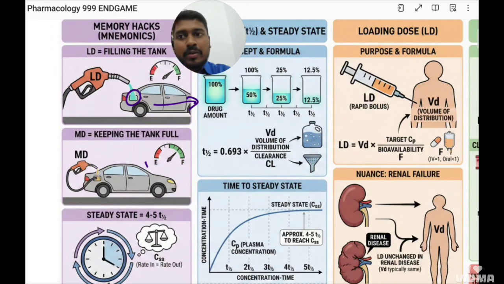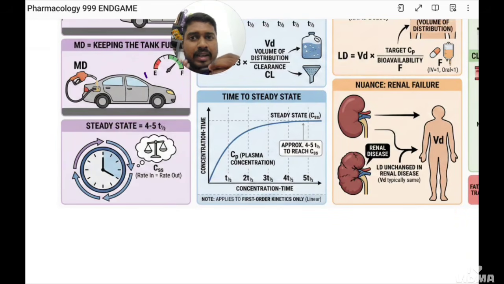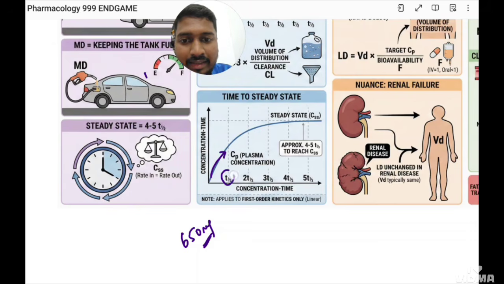Now, why do we have to give this loading dose for some of the drugs? Loading dose is given when you want an immediate effect, like you want to reach that concentration very quickly. There you give loading dose. Once you give some amount of drug, let's say 650 mg of paracetamol, initially that drug will reach some plasma concentration which is not 100%. During the first T half the concentration of the drug is only this much, then during the second T half it will reach here, third T half it will reach here.